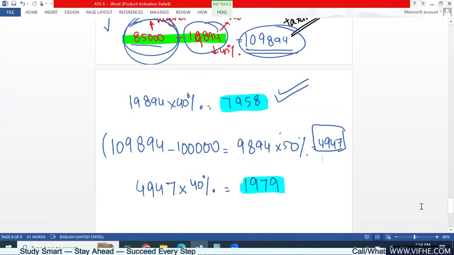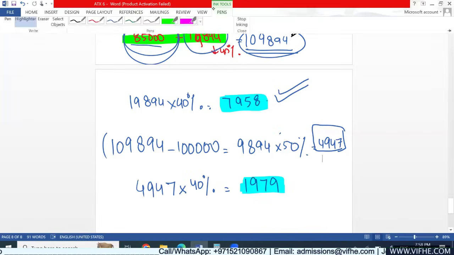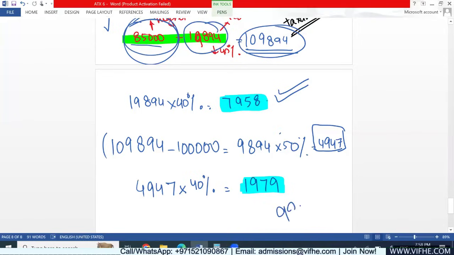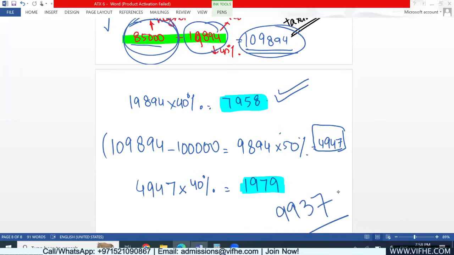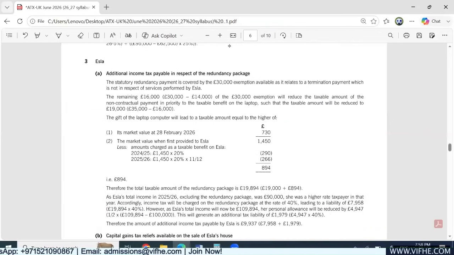So altogether, how much additional tax will she be liable to pay? Take a total of the two figures, and it will be equal to 9,937. So altogether, she will be liable to pay 9,937 pounds. I'm just going to show you the standard solutions. Just quickly have a look at it, and then I'll take you to the next part.